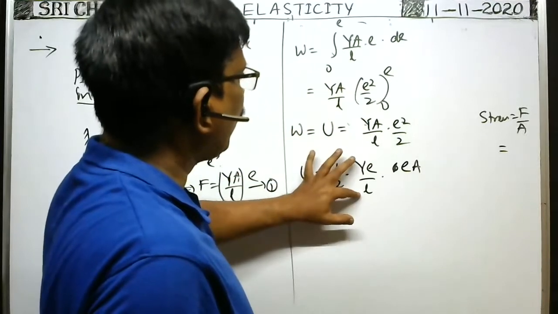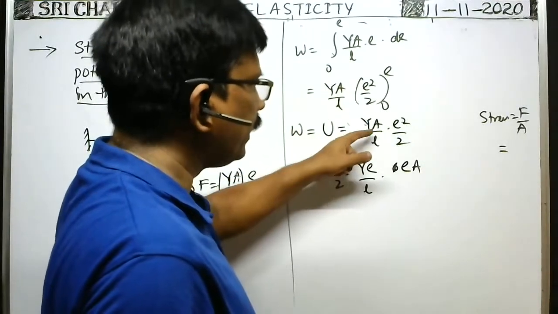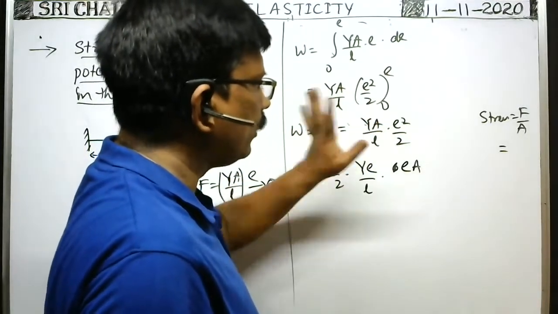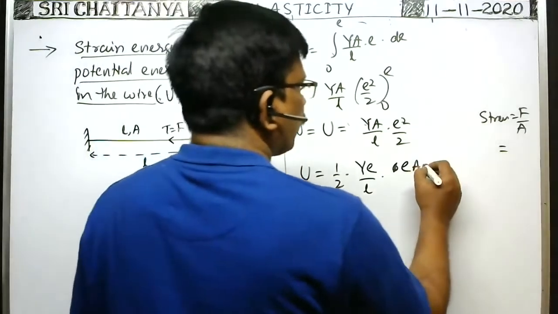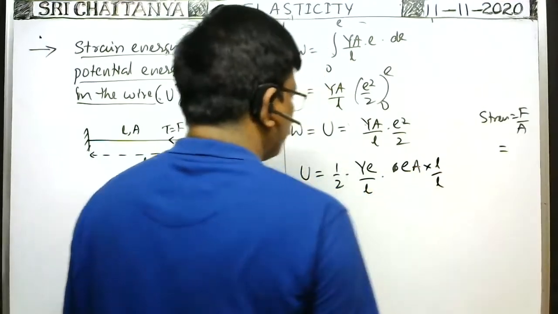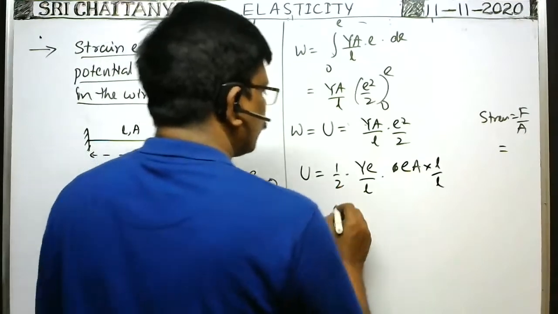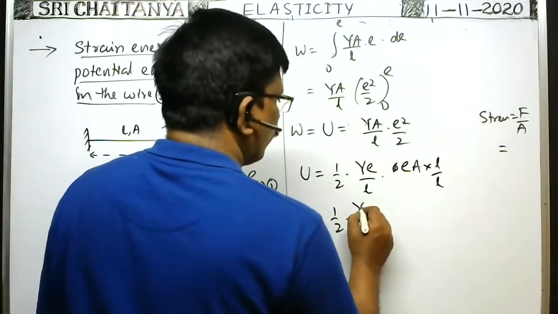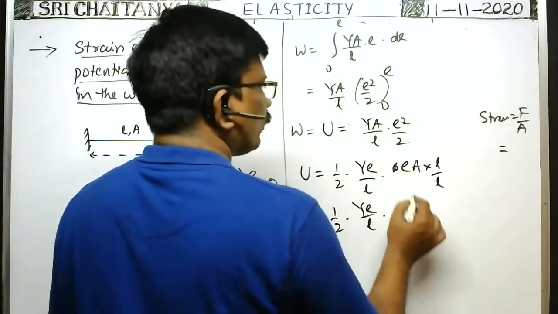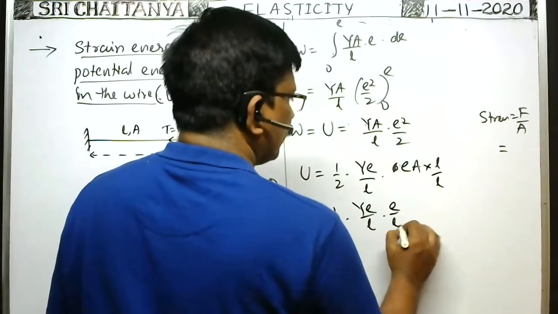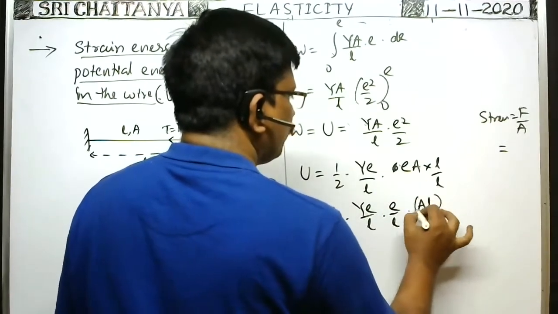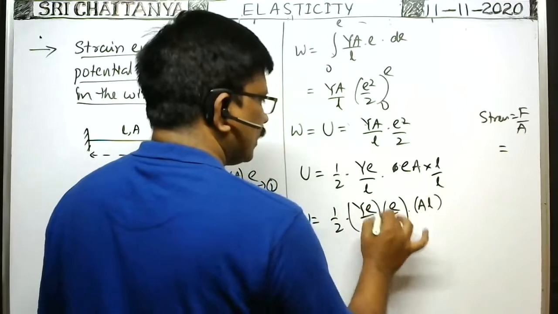YE by L I have written, and 1 by 2 I have written here. The remaining is A into small e only. Multiply with L and divide with L. Then U is equal to half, YE by L, into E by L, into A into L. Keep these in brackets.